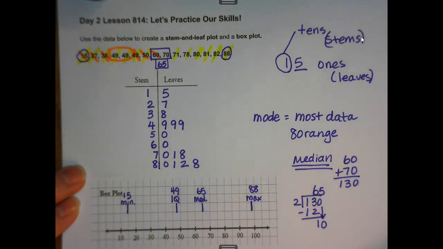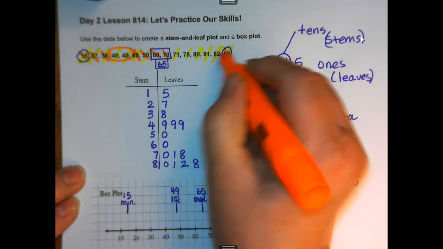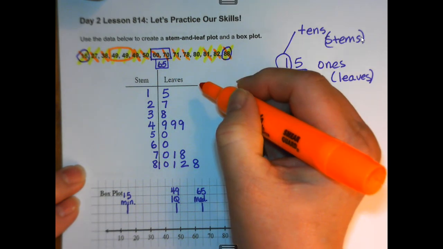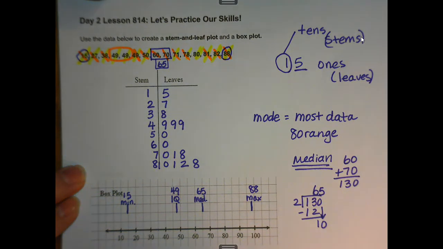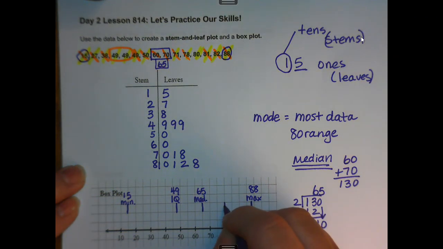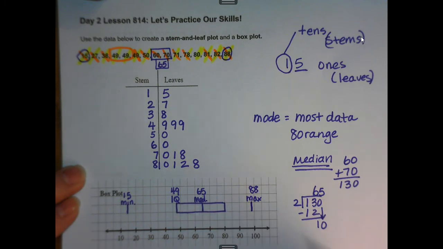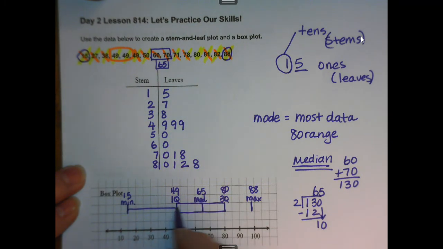And then I'm going to go up here and figure out my third quartile. And I have the number 80. Q3 is 80. And there you go.